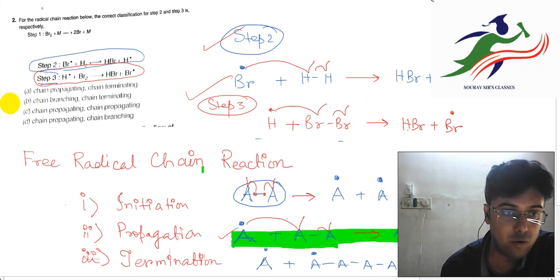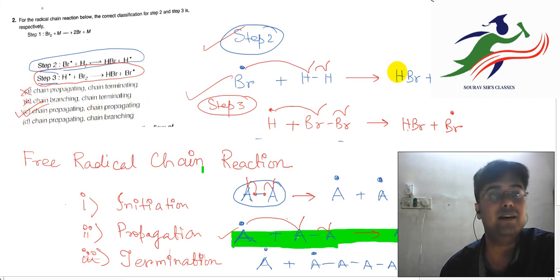Okay, let's now look into the options. Chain propagating, chain terminating, option A is wrong. Branching and terminating, wrong. Chain propagating, chain propagating. So option C is correct.